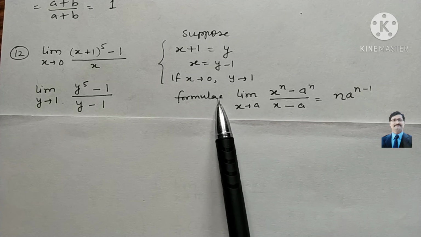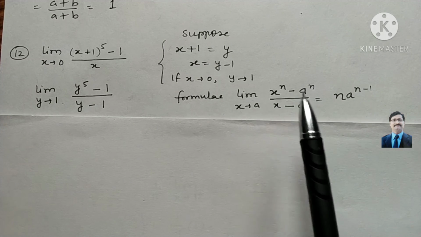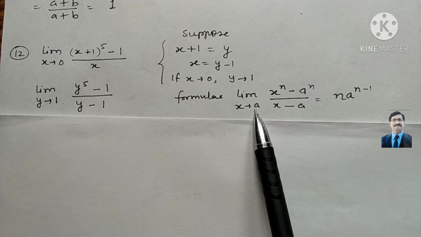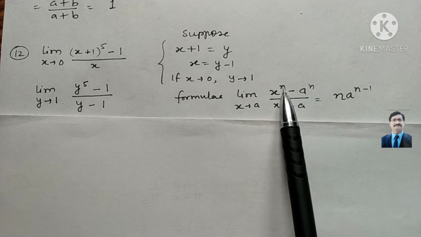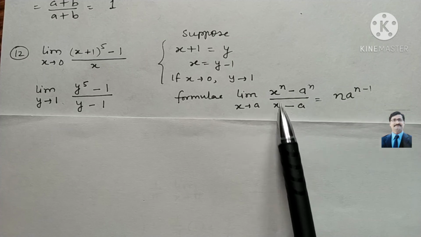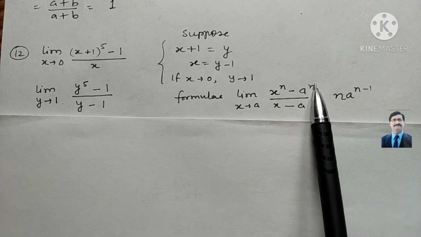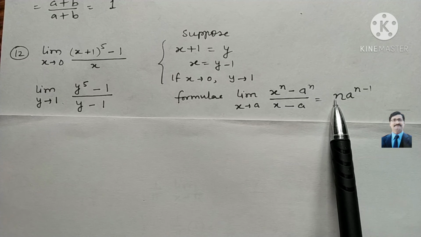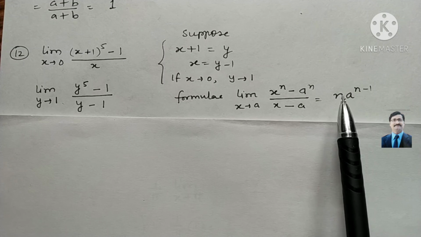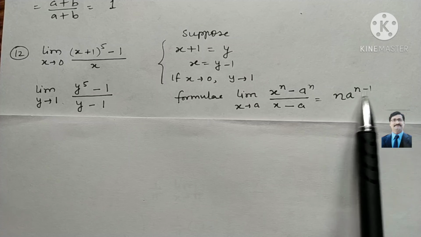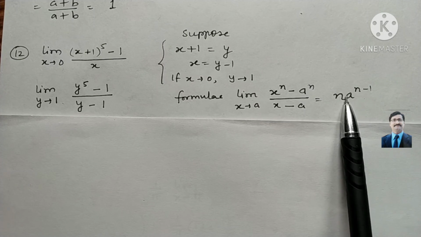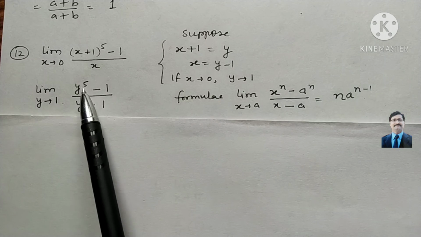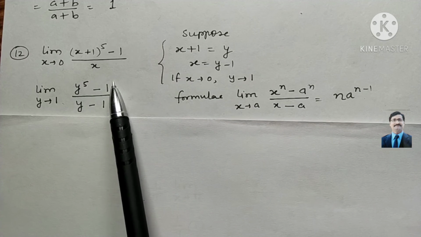Now we will use this formula: limit x tends to a, x power n minus a power n upon x minus a. You can check, here is x power n minus a power n, and here x is the same, a is the same, and the formula is that you pick this power n, write n in front as a multiplier, and a power n minus 1. This format you have to understand. So here n on both sides is the same, which means y power 5, and 1 power also 5.